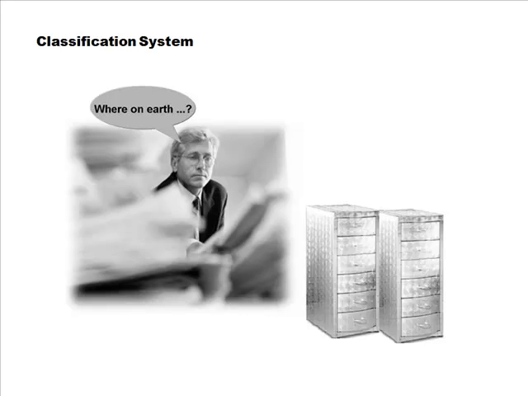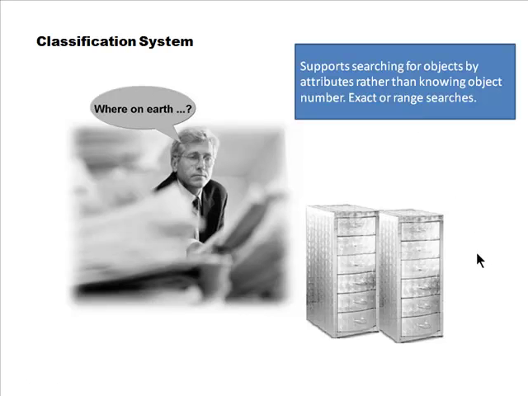But right now, all the search screens that we use almost exclusively are limited to searching for objects of one type. So you search for sales orders and enter various criteria, but what you're looking for are sales orders, or purchase orders, all objects of one type. But it's possible that you may be looking for objects of different types that satisfy certain criteria, a very generic kind of search. That's what the classification system enables. It supports searching for objects by attributes of the object rather than knowing the object number.